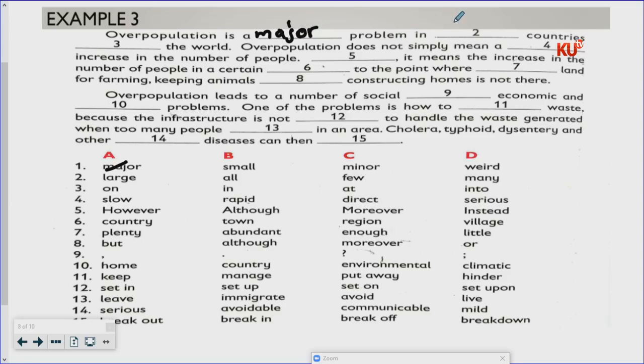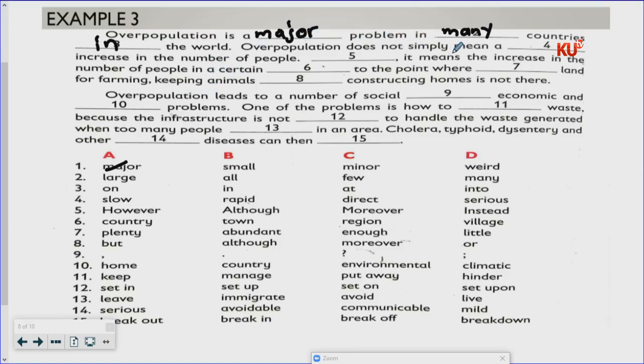problem in dash countries: in large countries, in all countries, in few countries, in many countries. The correct choice is many countries. Countries are countable. We cannot use much, and we cannot say all countries because of logic. It is not a problem to all the countries. So logic there. 3, countries dash the world. We say on the world, in the world, at the world, into world. In the world. So all the countries in the world.